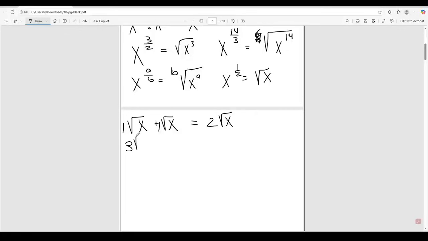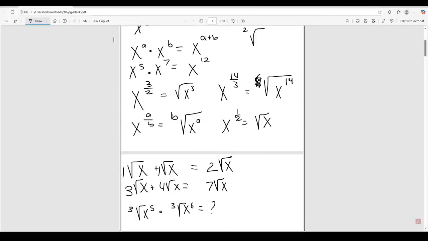Same thing if I had 3 rad x plus 4 rad x, that could equal 7 rad x. Okay? Pretty simple like that. But let's go ahead and combine some of the rules that we know. If, for example, I have the cube root of x to the power of 5 times the cube root of x to the power of 6, what's that going to equal?